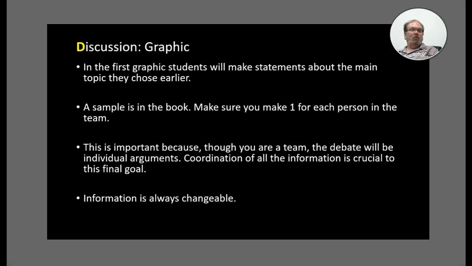1 point. If you did it before, just copy it and make it. So the sample is in the book, and make one statement for each person, not one copy of the book. Everybody has the book. One statement for each person. Now that's important, and sometimes making statements from your topic can be difficult.